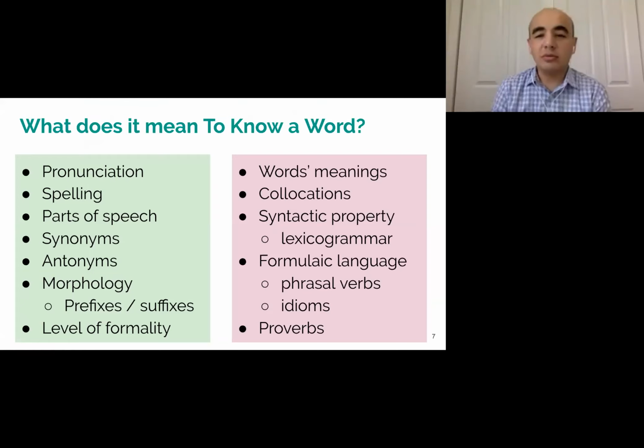So look at it, right? In order to know one word, we have to know its pronunciation, its spelling, parts of speech, synonyms, antonyms, morphology, level of formality, word meaning, collocation, syntactic properties, formulaic language and proverbs, right?